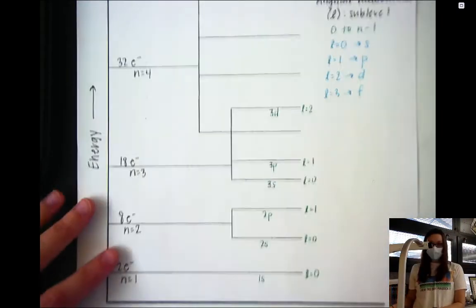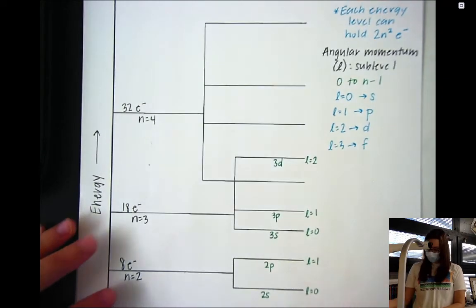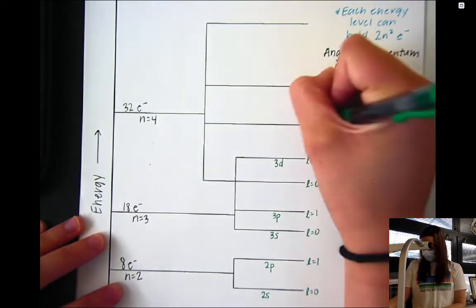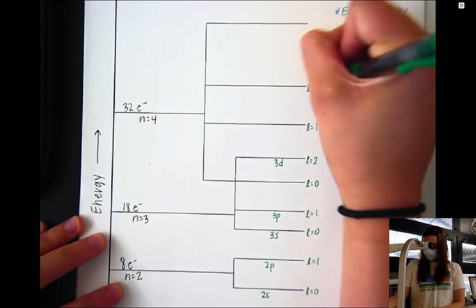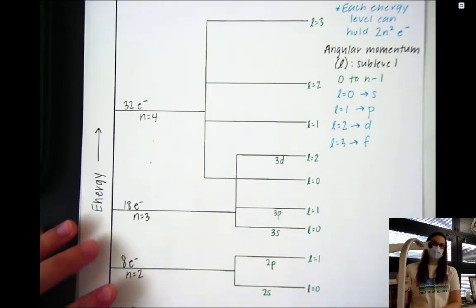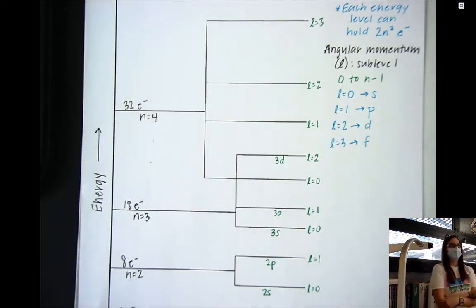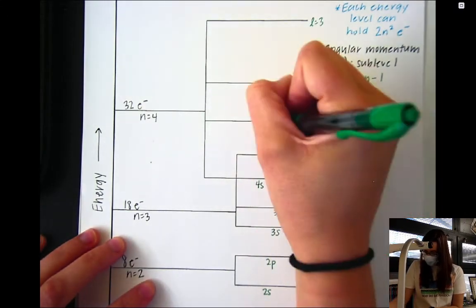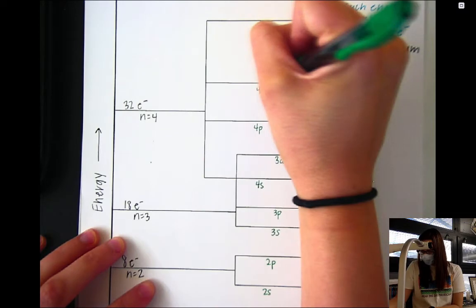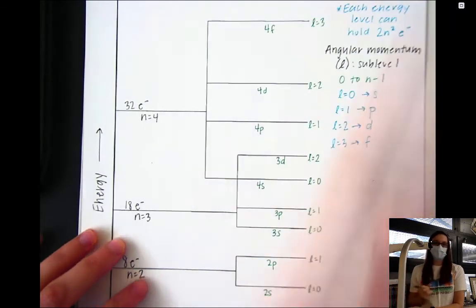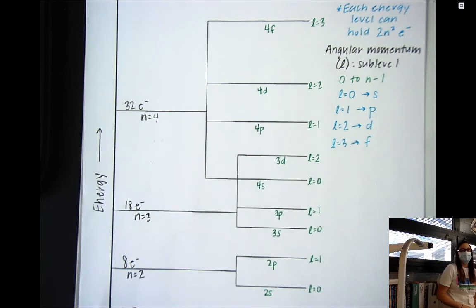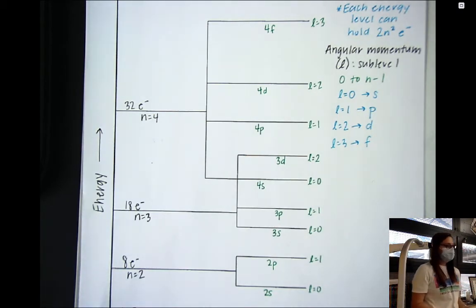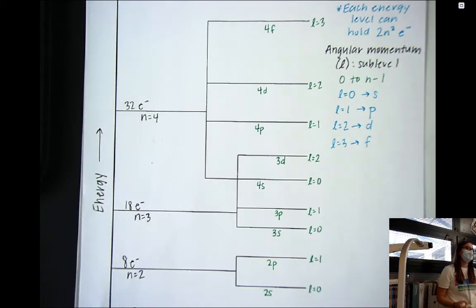And then finally for n equals 4 up here, we have L equals 0, L equals 1, L equals 2, and L equals 3. So then we can label all of those sublevels. So we have the 4s, 4p, 4d, and 4f. So the value of L tells us the specific sublevel that we are in. So we're getting more specific with where an electron is located.